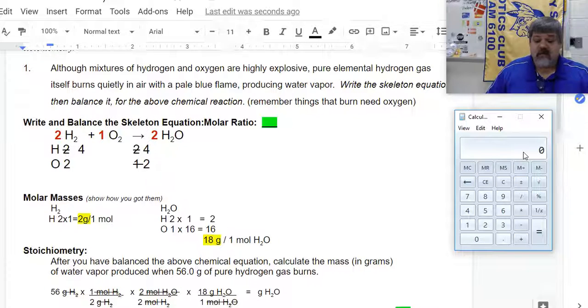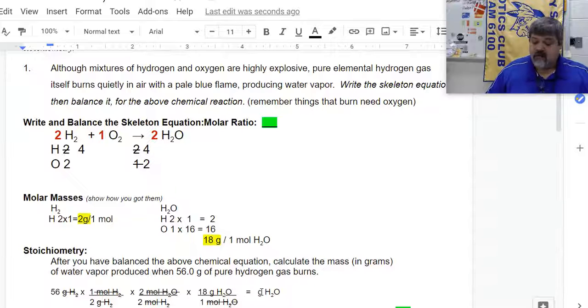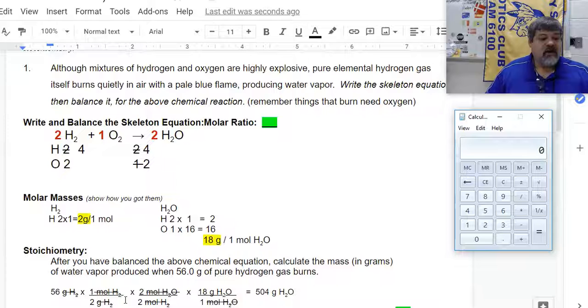So realistically, what I'm going to do is take 56, multiply by 1, and then divide by 2. Then I'm going to multiply by 2, then divide by 2. Then I'm going to multiply by 18 and divide by 1, hit my equals, and I end up with 504. So 504.